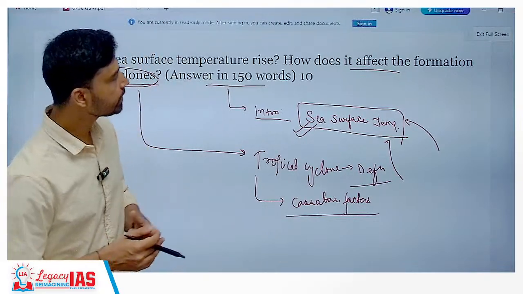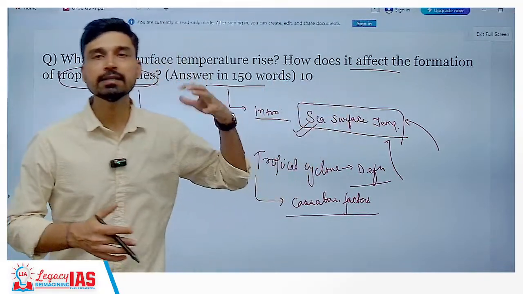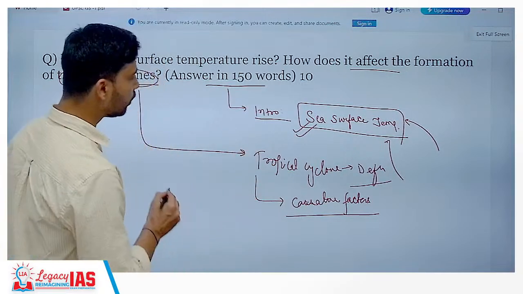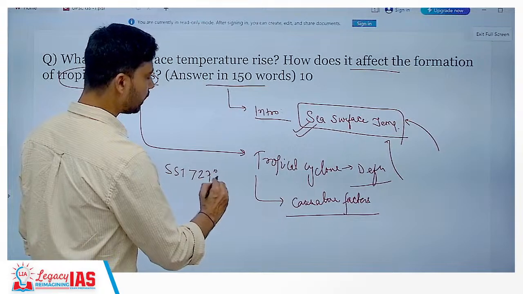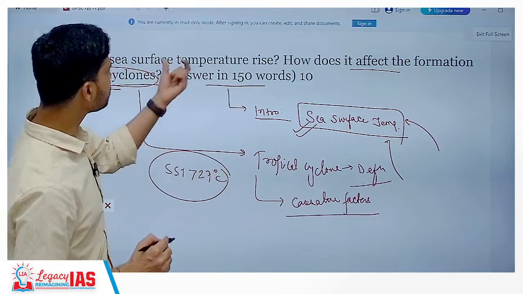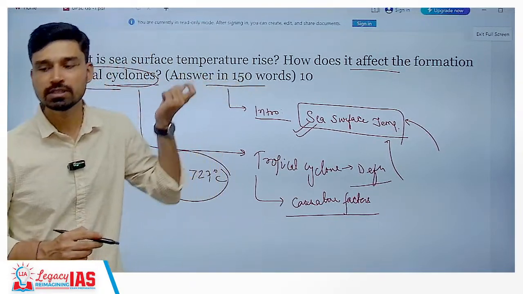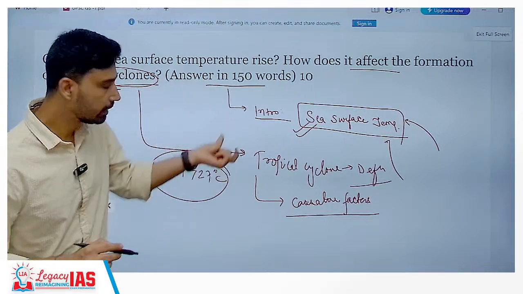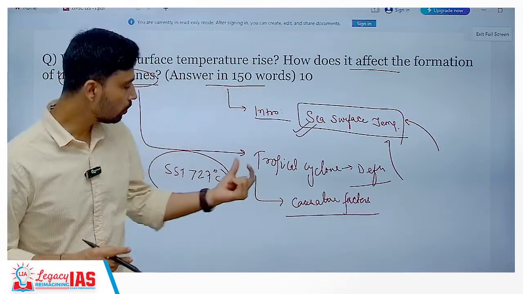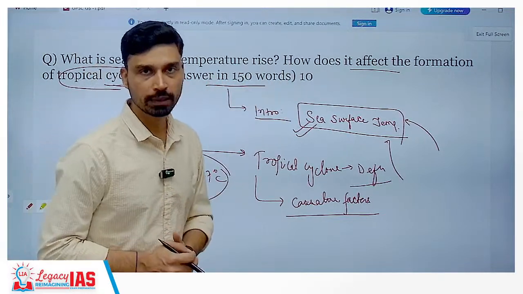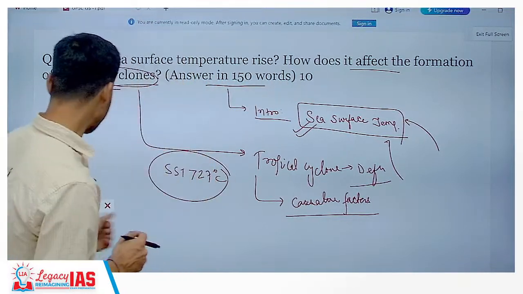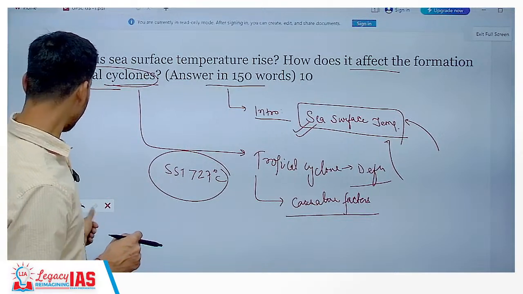One of the conditions here is obviously higher sea surface temperature. Generally, for a tropical cyclone to develop, sea surface temperature should be greater than 27 degrees Celsius. And in the first part we have already explained the rise of sea surface temperature, how and why it is happening. Now you can link how this rise of sea surface temperature is affecting the formation of tropical cyclones. So what are the things that we can add here?